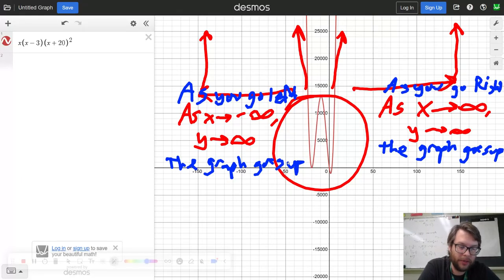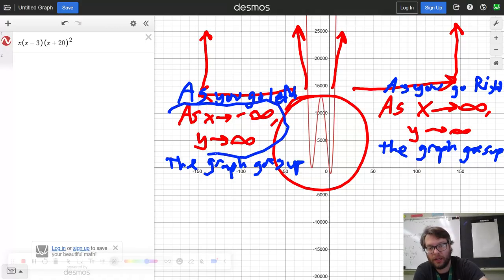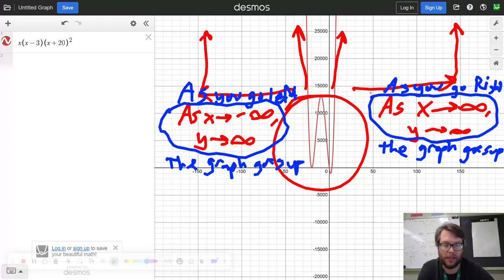I'm okay with you using plain language. I just want you to also see how this really compact notation right here, this is probably the shortest way that you can describe the end behavior. And make sure you're giving me both ends. You got to give me both sides of it.